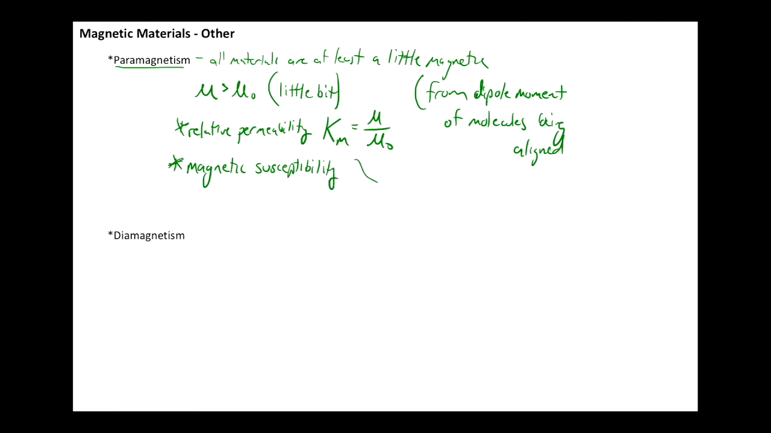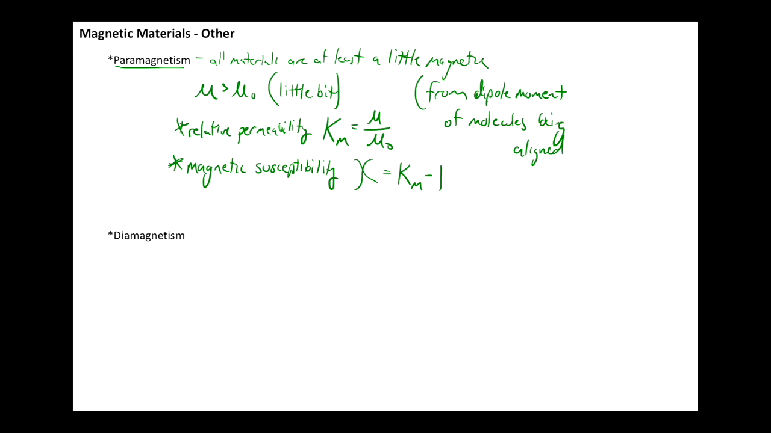And for that, somebody tell me what that Greek letter is that I tried to draw. It's kind of like a curvy, wavy X that kind of looks like chromosomes. Chi? Is it chi? Are you sure? Chi. So let's see. That is just equal to Km minus 1. So it's just telling you how much more susceptible to magnetic fields it is than free space.